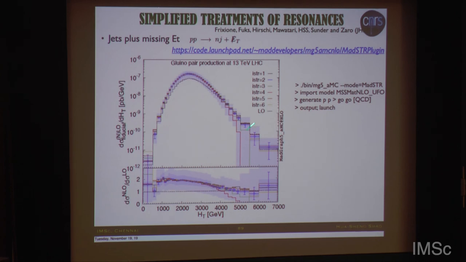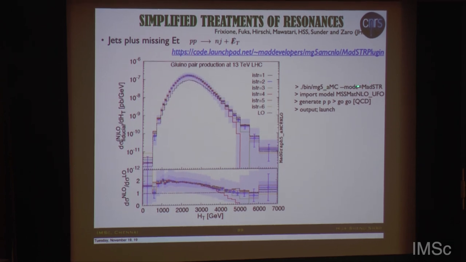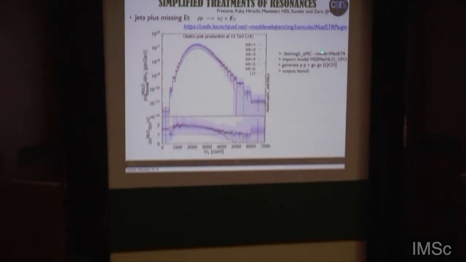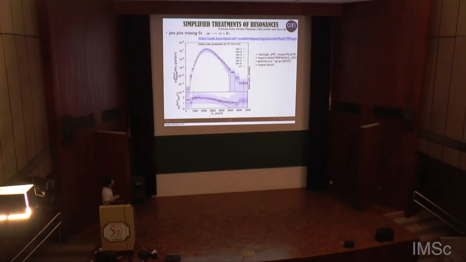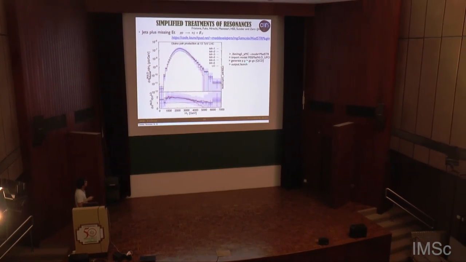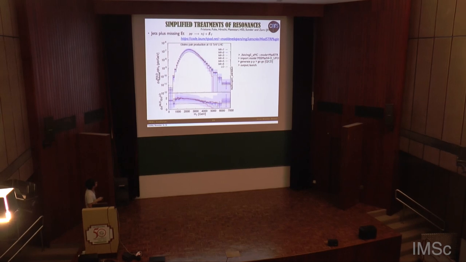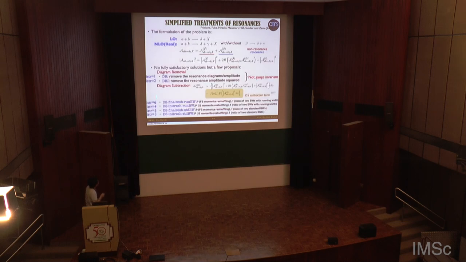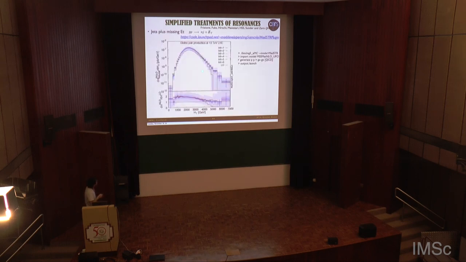So what you can do right now, MadGraph allows you to do it automatically. If you have such a problem, how do I remove my resonance in a different way, I just use a mode equal to madstr, which is my plugin. Then I import the model, calculate the gluino pair production, for example, and then output the launch. And you can choose in the run card different values of options with different ISTR, as I explained previously, different ISTR modes. And then it's important to check the systematic dependence of different resonance subtractions.